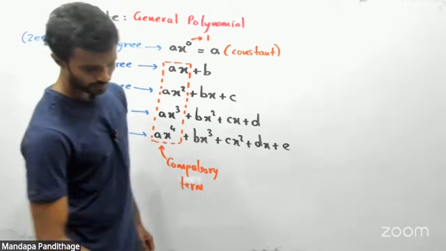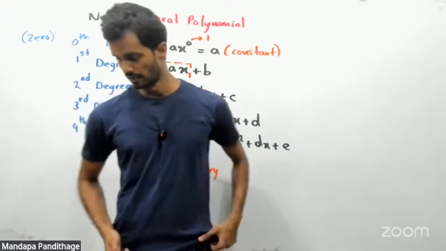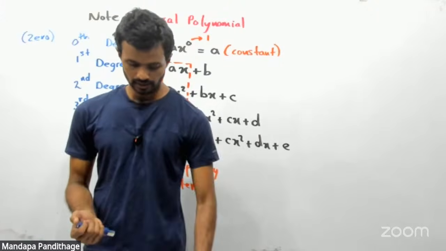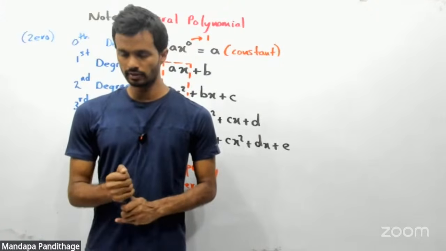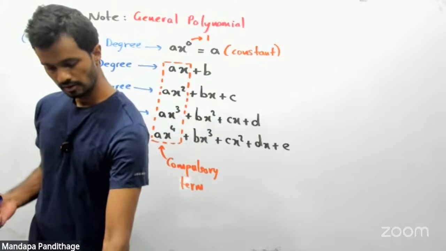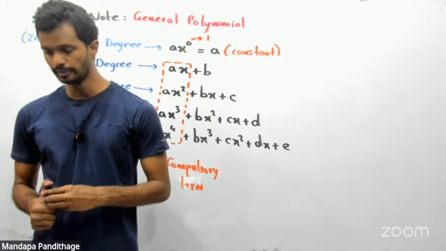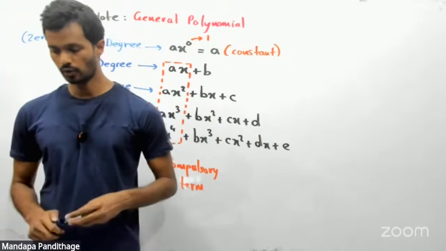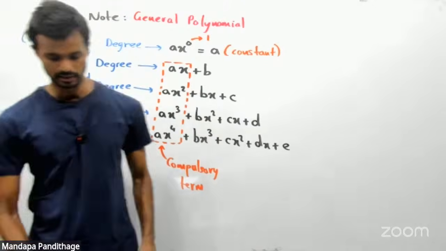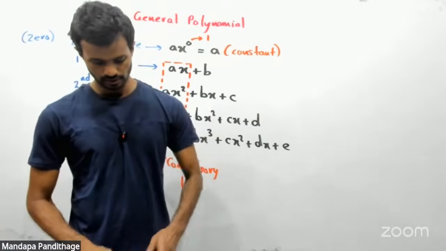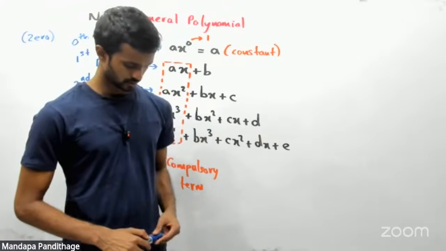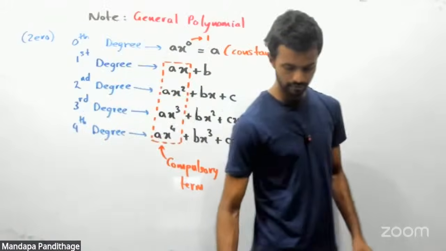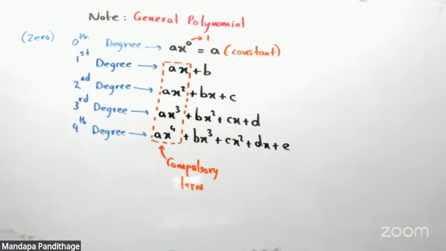Done? No? Okay, good. Then write the topic: equality of two polynomials. So this is the main part that we will be doing today. Equality of two polynomials. Okay, so now let's say two given polynomials are equal.